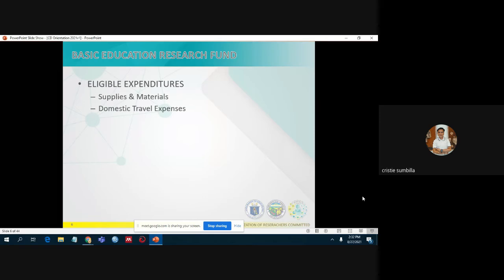Then, domestic travel expenses. These are transportation and travel expenses for SDOs, technical assistance, and attending BERF-related meetings. So since we can't get official receipts for our travel expenses, there's a need for us to secure a certification of expenses not requiring receipts. So this is pursuant to COA Circular Number 2007 Series of 1, and you may inquire from your respective accounting offices for the certification.